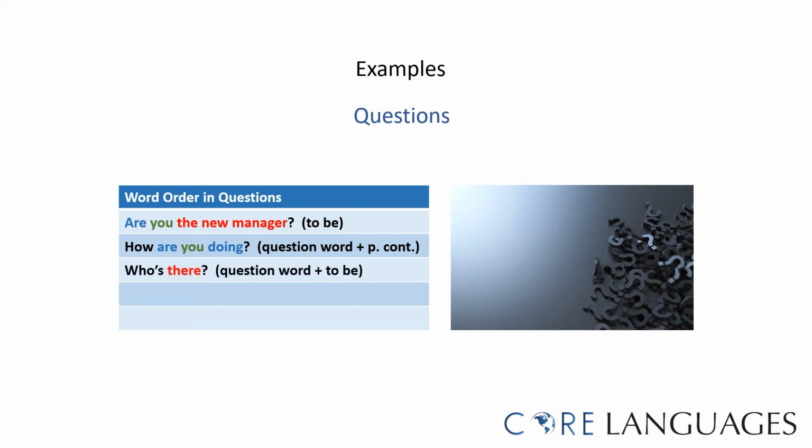Who's there? This question uses a question word and to be. Who is there? Where is the restroom? This question uses a question word and the verb to be. Do you have a question? This question uses an auxiliary verb, but no question word.